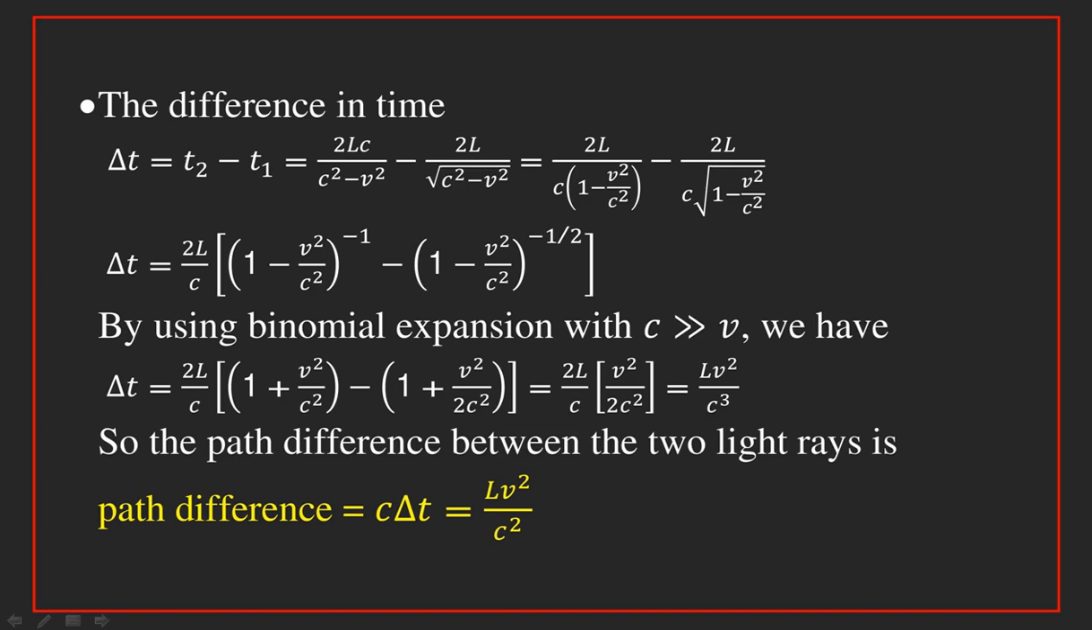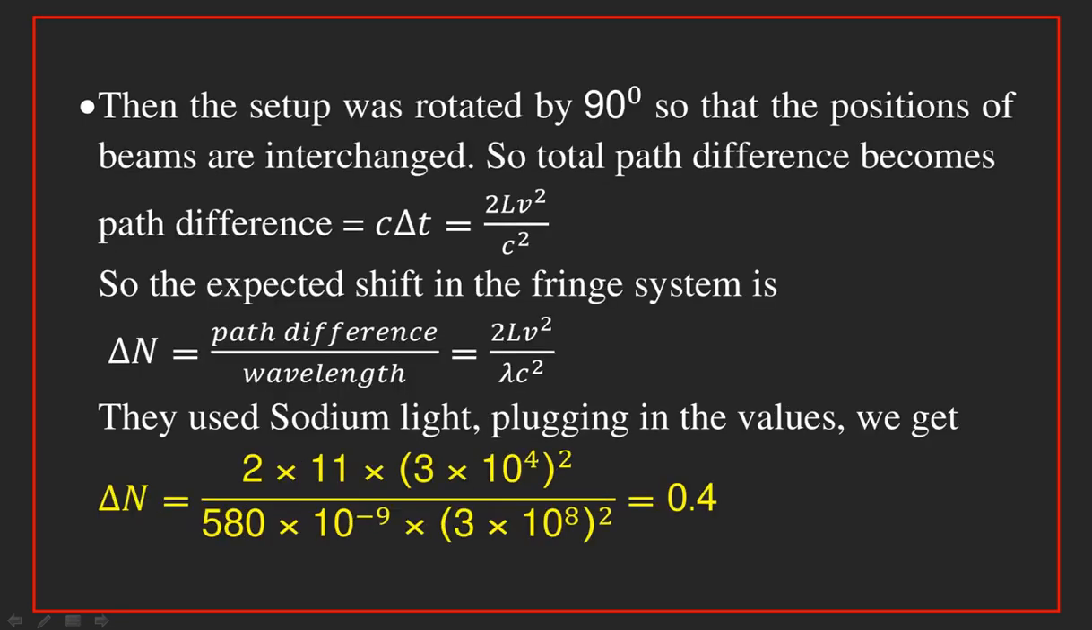So the path difference, that is the difference in path traveled by the two rays, will be equal to time difference into velocity, that is c into delta t, that is equal to lv square by c square. So this is the expected path difference.